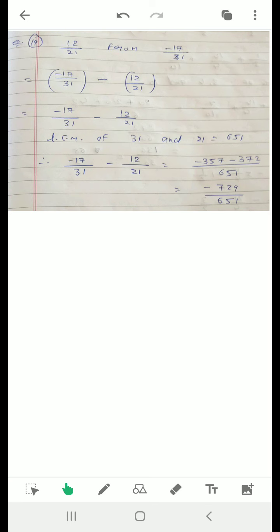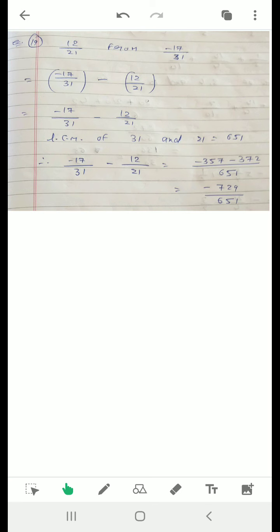Subtract 12 upon 21 from minus 17 upon 31. Now write both the numbers, minus 17 upon 31 and 12 upon 21, in brackets. I have written them, and now I will put minus in between them. Why minus? Because we need to subtract here. Minus 17 upon 31, then 12 upon 21 written in the brackets. We will write minus in between them.